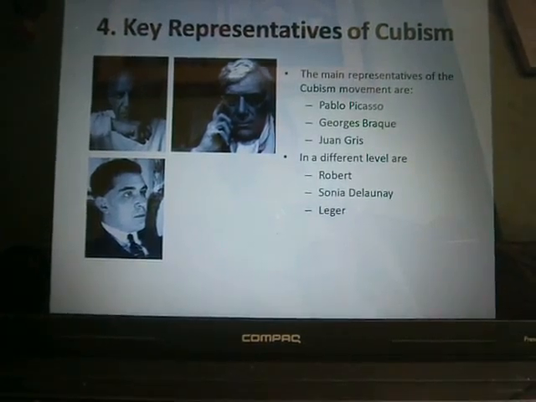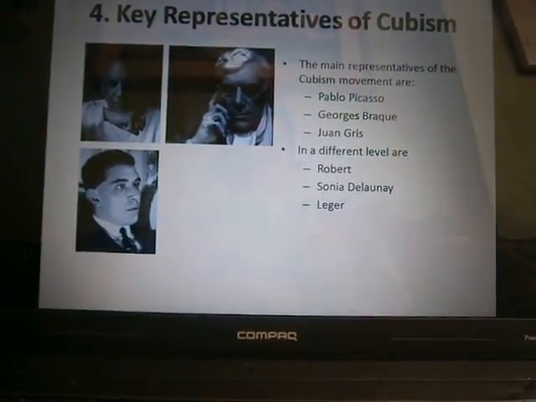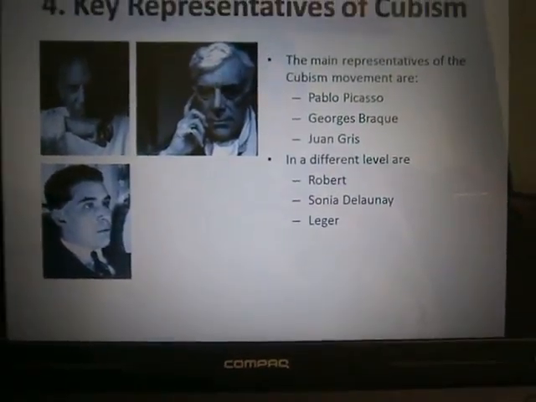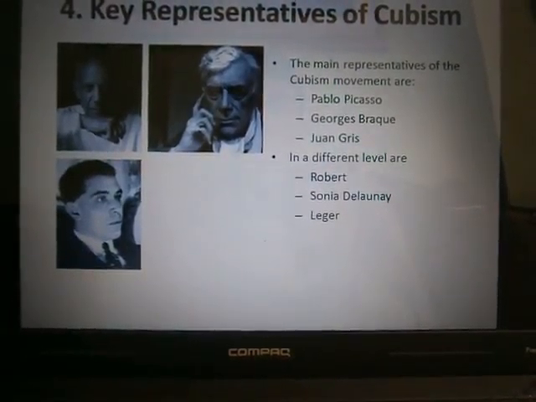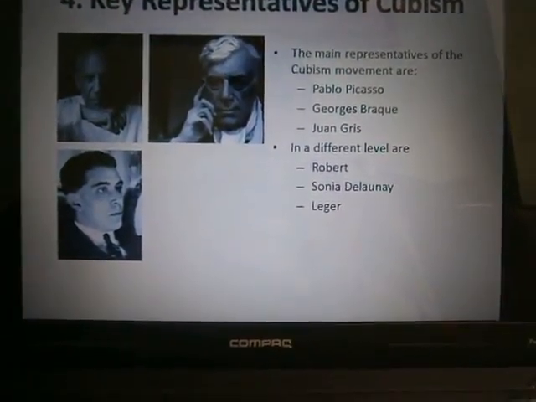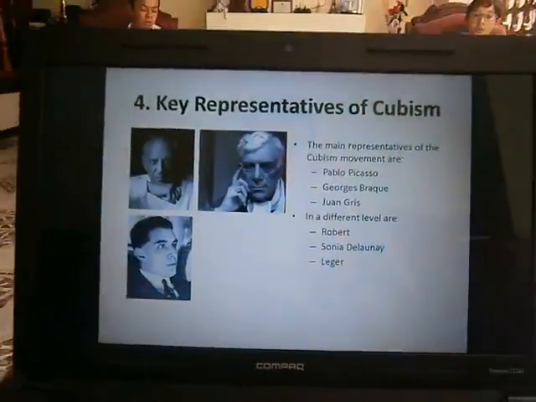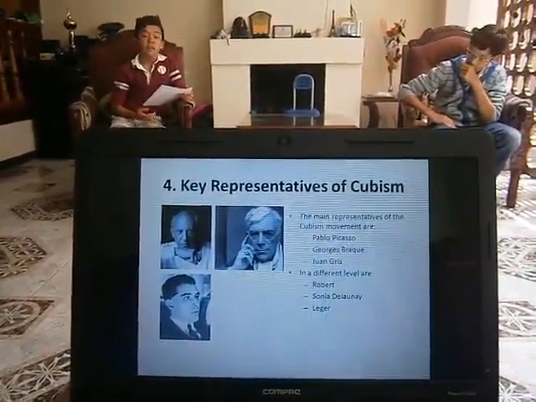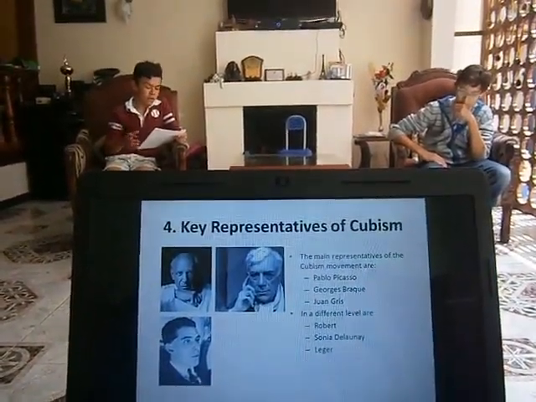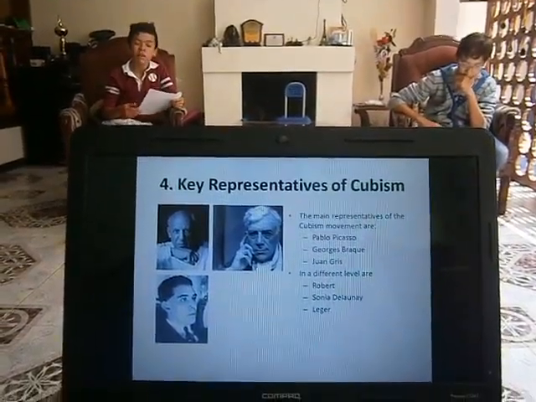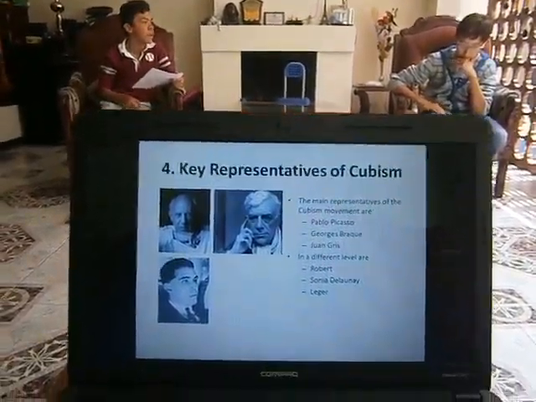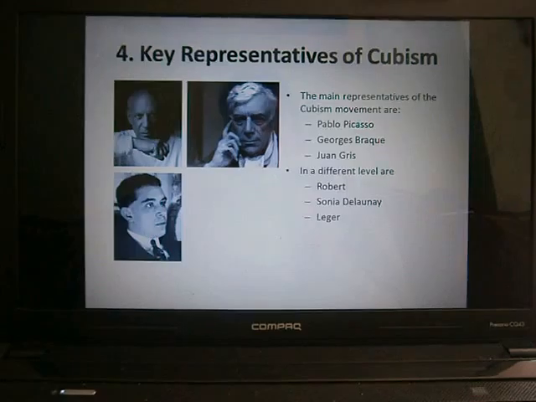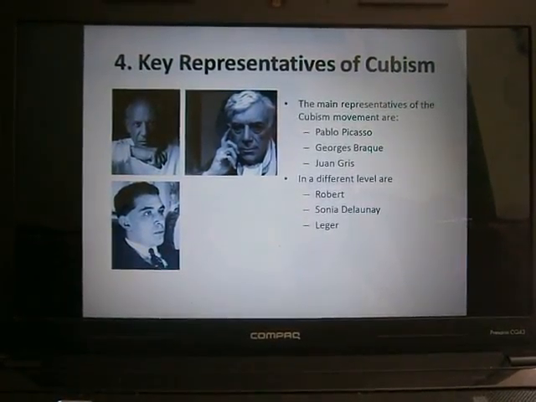The main artists: Georges Braque, Pablo Picasso, and Juan Gris. And on another level are Robert Delaunay, Sonia Delaunay, Jean Metzinger, and Marcel Duchamp. They occupied different social groups and circles gathered around Paris, and later exhibited together. They were known as the Salon Cubists.